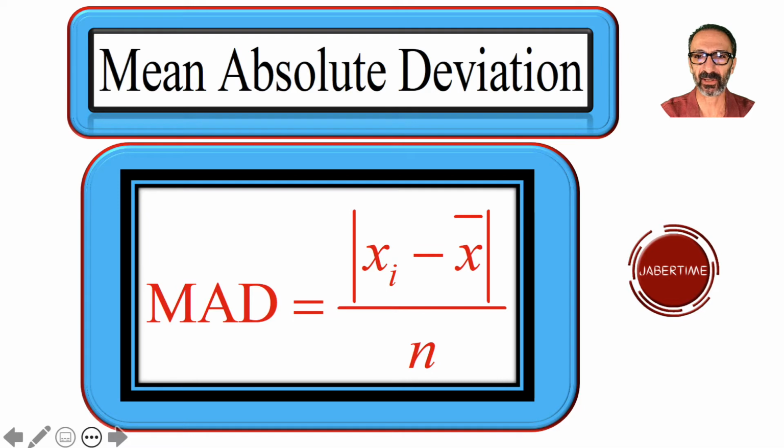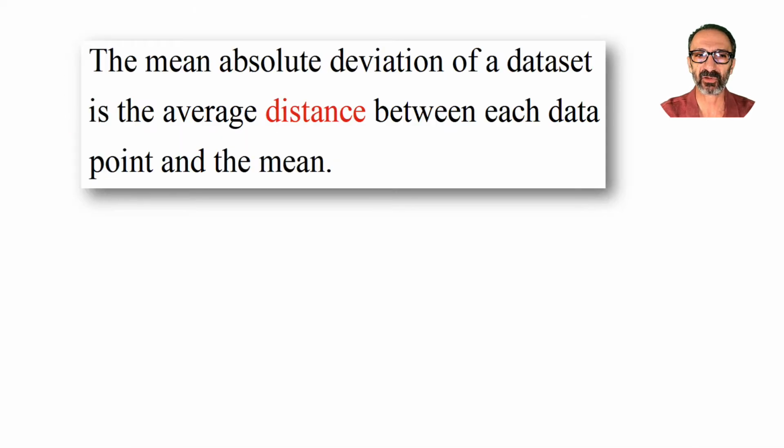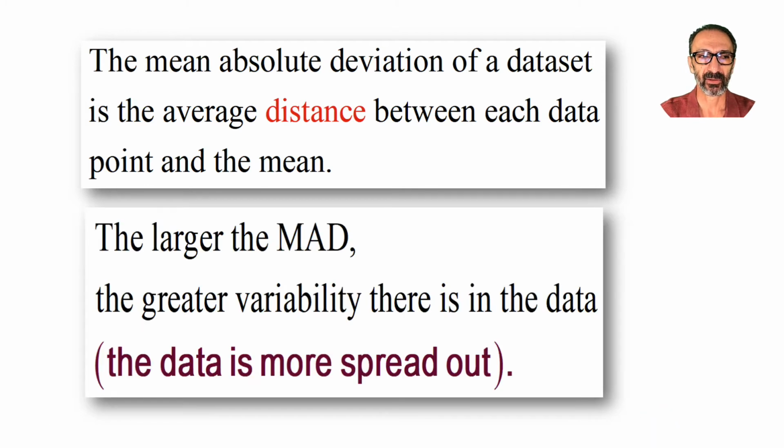Let's get into it and look at the definition in words. The mean absolute deviation of a data set is the average distance between each data point and the mean. The larger the mean absolute deviation, the greater variability there is in the data. In short, the data is more spread out.